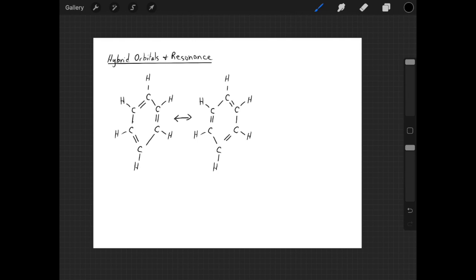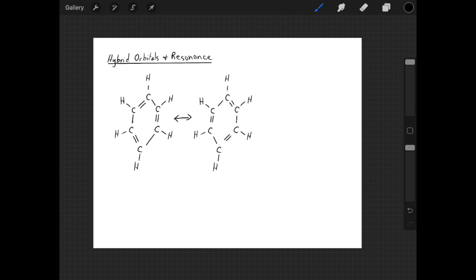If you want to use Lewis structures, then describing a molecule that has resonance involves drawing multiple different resonance Lewis structures for that molecule. And we've said before that the real structure of the molecule is going to be some average of those individual Lewis structures. Hybrid orbital theory gives us a way of representing that average structure.